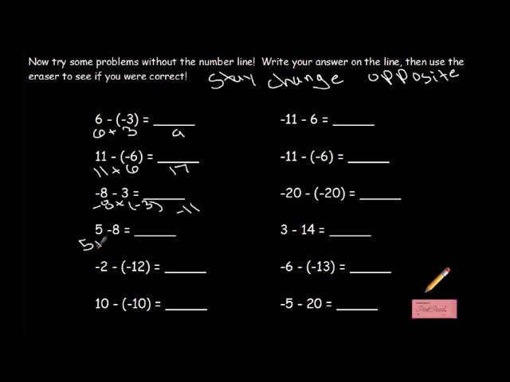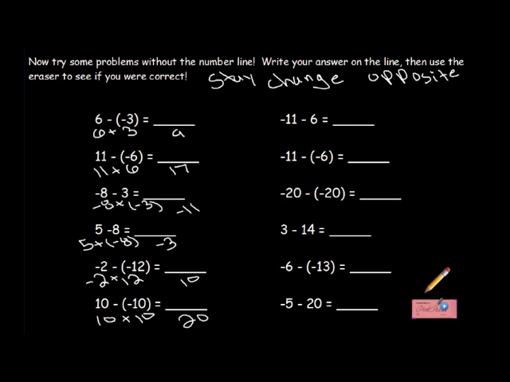Stay. Change the minus to a plus. Opposite is negative 8. Different signs. Subtract. Keep the sign of the bigger one. Stay. Change. Opposite of negative 12 is 12. Different. Subtract. Keep the sign of the bigger. And stay. Change. Opposite. So 10 plus 10 is 20.